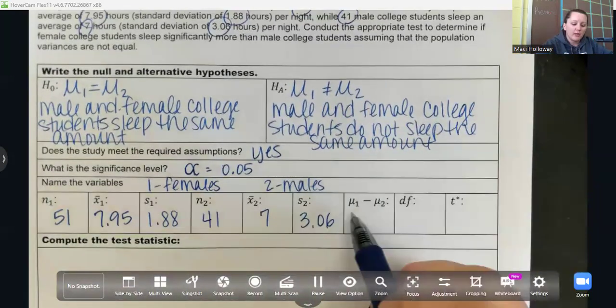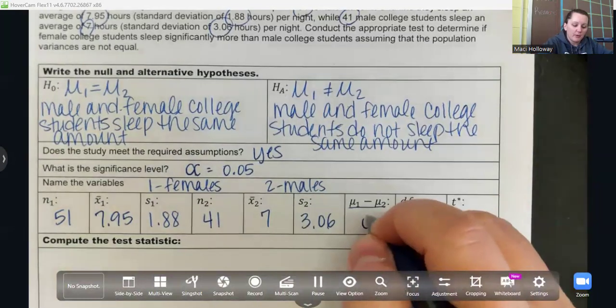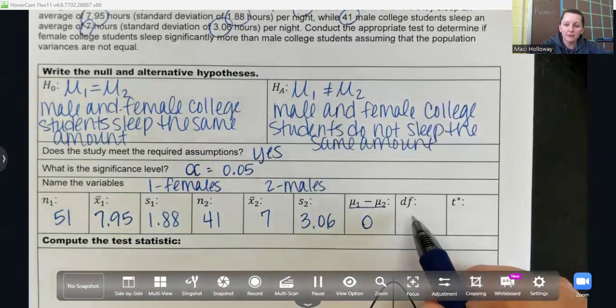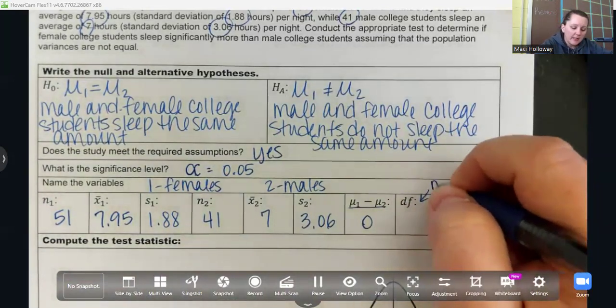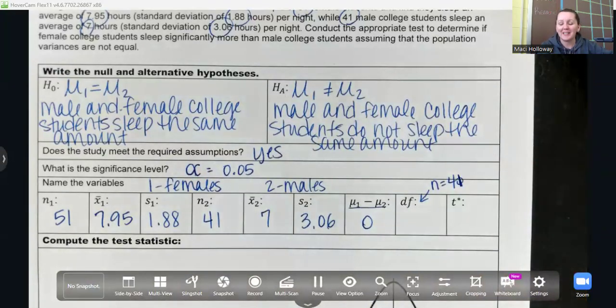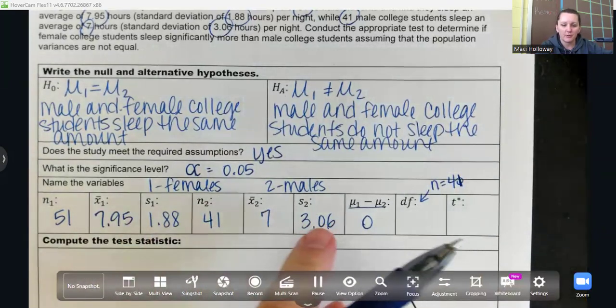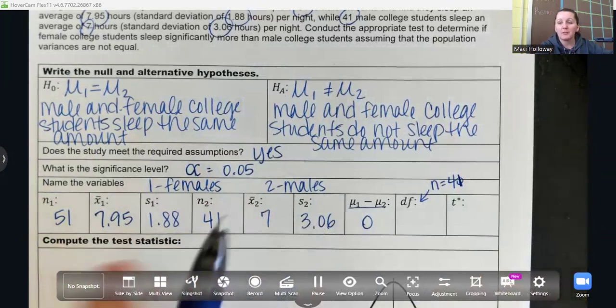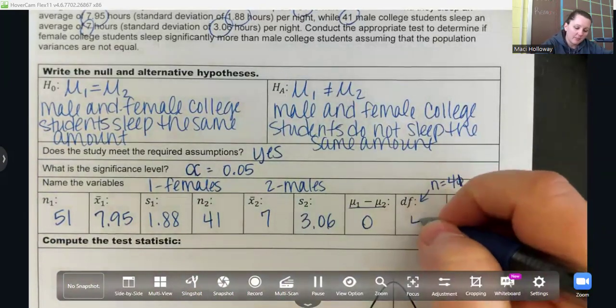All right, so our mu 1 minus mu 2, we remember, is 0, right? Our null hypothesis is that their difference is 0. Our degrees of freedom, we're using the n equals 41, sorry, because that is the smaller of the two, 51 and 41. So we're going to use the smaller of the sample sizes, that's 41. So degrees of freedom is 41 minus 1, and that's going to be 40.